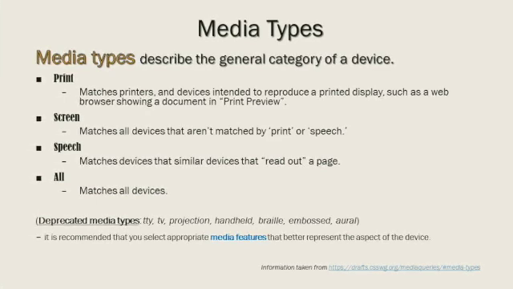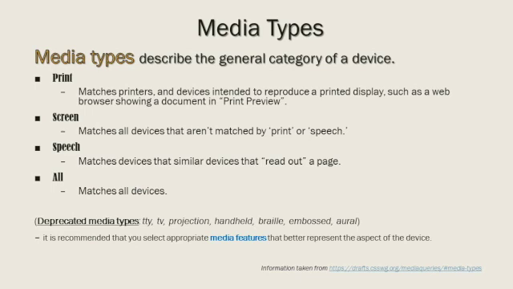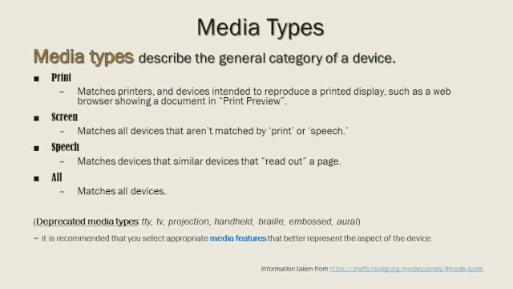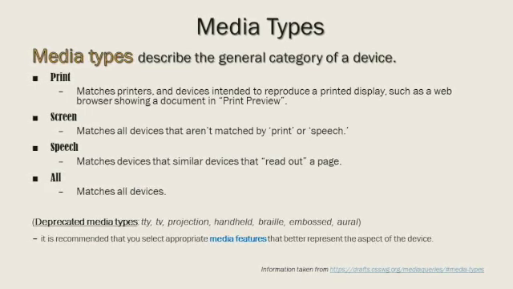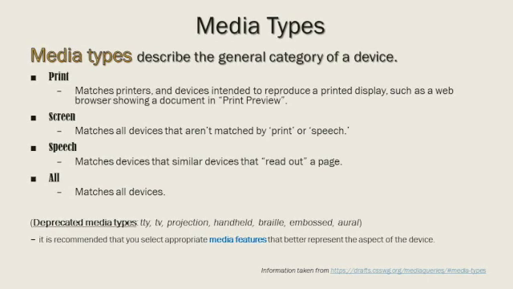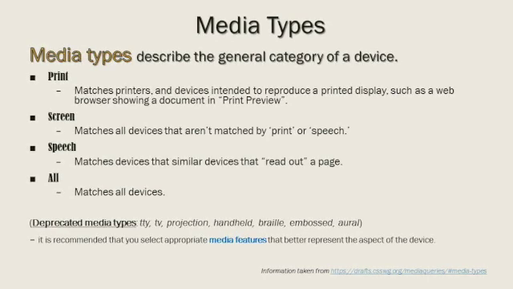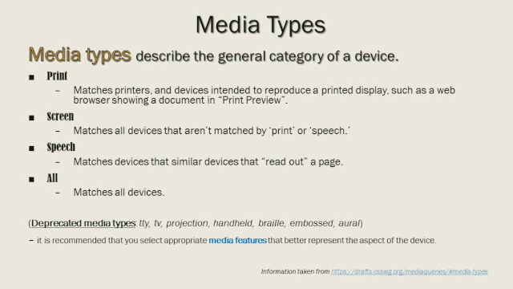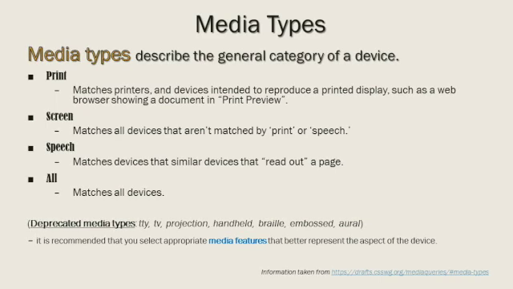There are deprecated media types that have been used in the past. They are TTY, TV, projection, handheld, braille, embossed, and aural. And if you find that a deprecated media type classification fits your needs, then it is best if you select an appropriate media feature that best represents the aspect of the device.